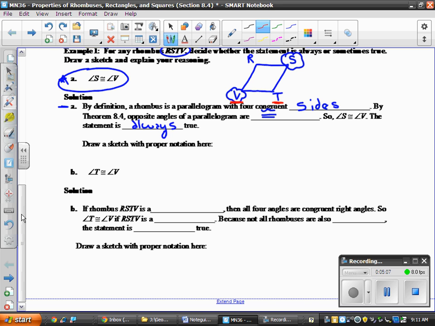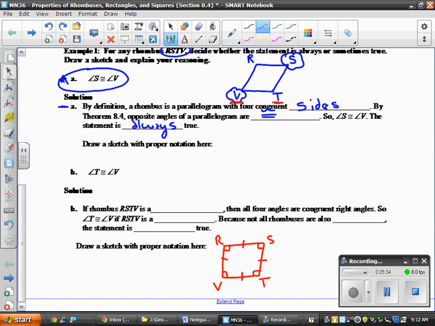The square is technically a rhombus. I'm going to draw that down here, a square. And a square means you have all equal sides. That's why it's a rhombus. But we also have four equal angles, which is 90 degrees. And again, if we write it out, R, S, T, V, we can see that T and V would be congruent.